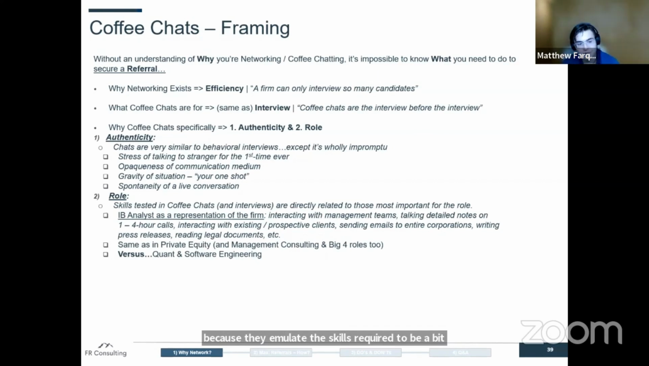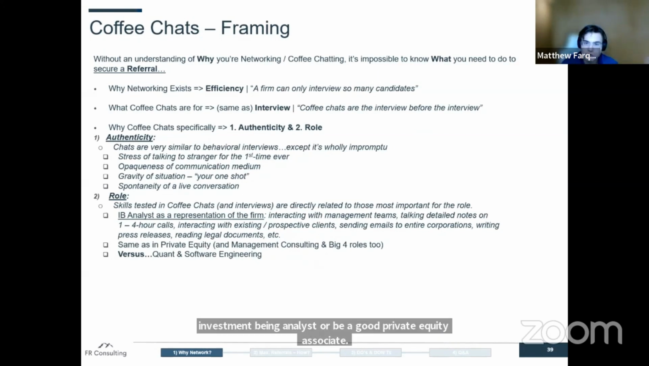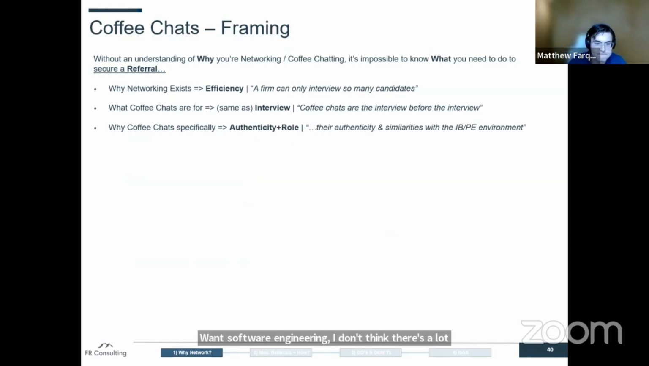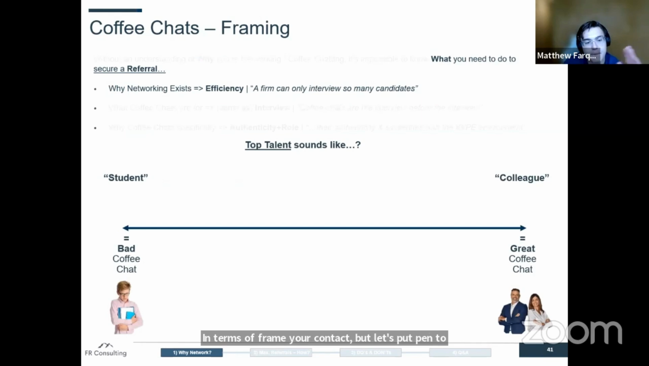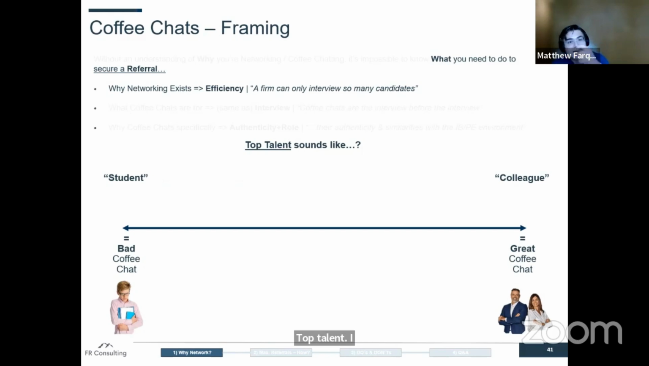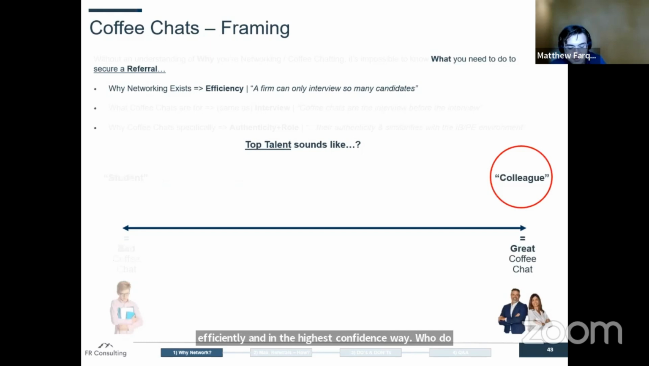Quant software engineering, I don't think there's a lot of talking to management teams going on. I know you guys don't either. So I know this is helpful in terms of framing your coffee chat, but let's put pen to paper and go back to the student-colleague frame, right? Top talent. Remember, networking is just to find the top talent most efficiently and with the highest confidence. Who do you think they sound more like, a student or a colleague?